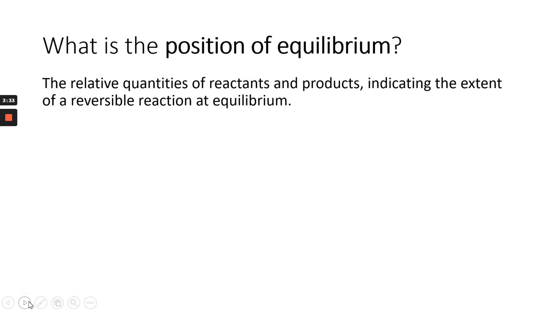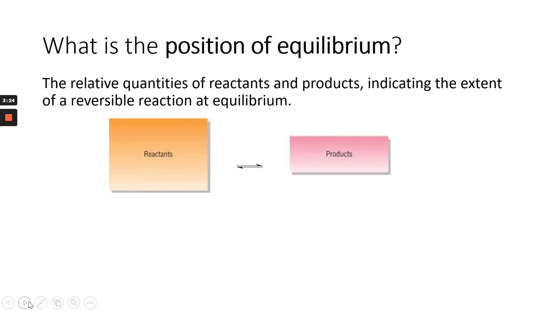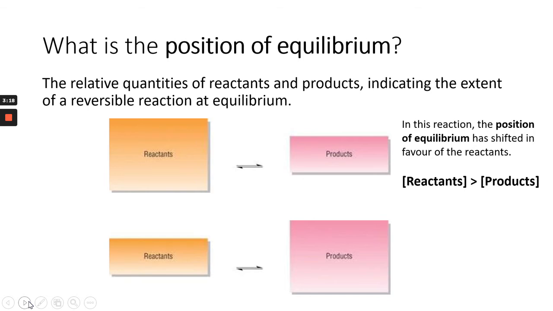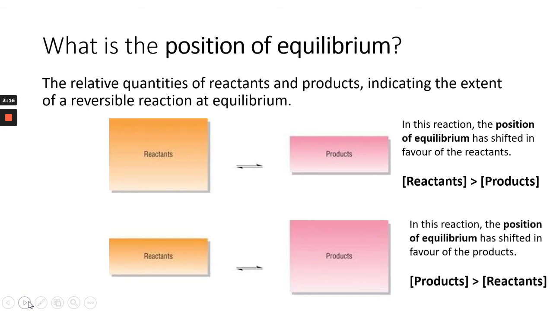The position of equilibrium is the relative quantities of reactants and products indicating the extent of a reversible reaction to equilibrium. If we start with the reactants being in greater concentration than the products, the position of equilibrium is shifted in favour of the reactants. The opposite is true where the products are in greater concentration than the reactants. The position of equilibrium is shifted in favour of the products.